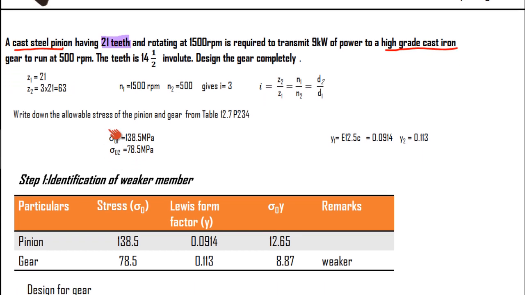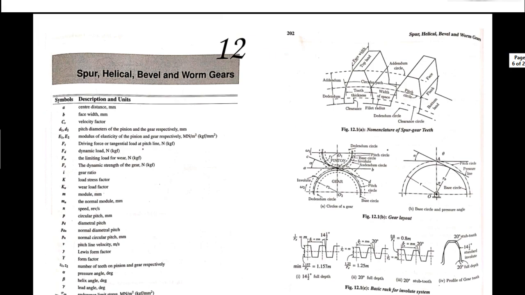Now before going into the procedure, we have to write down the data for the stress value. This is obtained from table 12.7, page number 234. So we will go to page number 234, and we will see what the values 138.5 and 78.5 are. These are the values provided. Now let us go to the data book, page number 234, and let us see what data is provided over there.